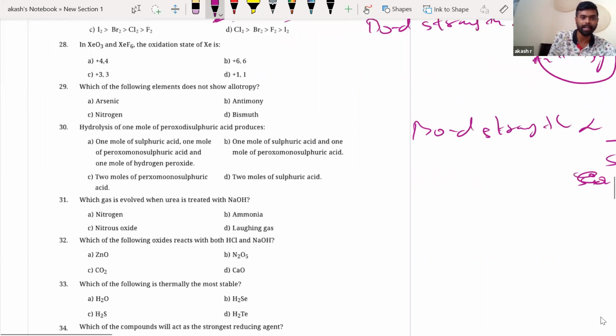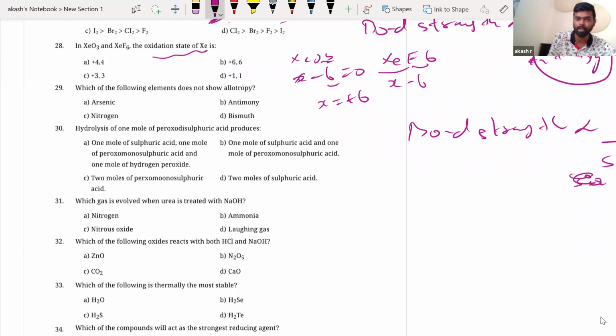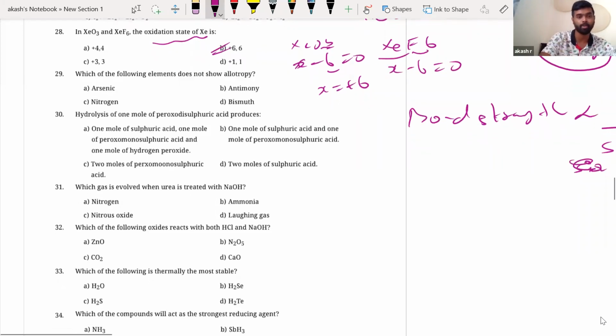In XeO3 and XeF6, the oxidation state of Xe is very simple. You can calculate for XeO3: X minus 6 equals 0. Minus 6, how did it come? For 1 oxygen it is minus 2, so 3 oxygens give minus 6. So X is plus 6. XeF6: again X. For 1 fluorine it is minus 1, so 6 fluorine give minus 6, so plus 6 and plus 6. B is the answer.